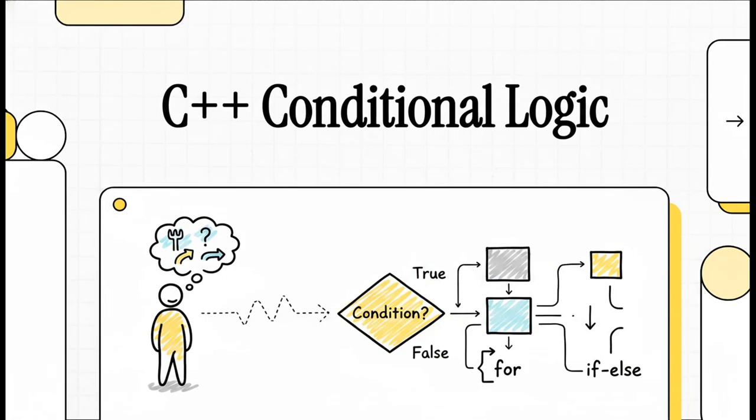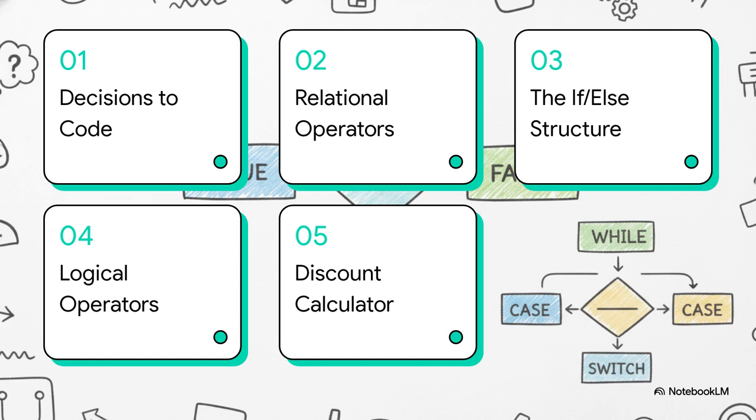Welcome to the Explainer. Today, we're diving into something absolutely crucial for programming: how we take everyday human decision-making and translate it into the exact syntax of C++ control structures. If you've ever wondered how a computer actually makes choices and processes complex conditions, well, you're in the perfect place. Here's our roadmap for today.